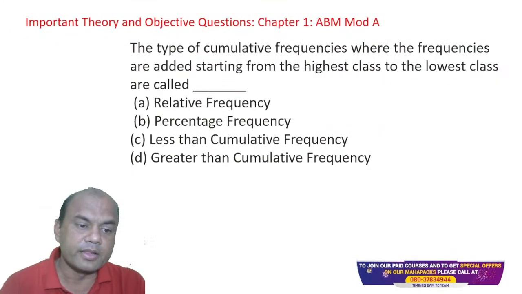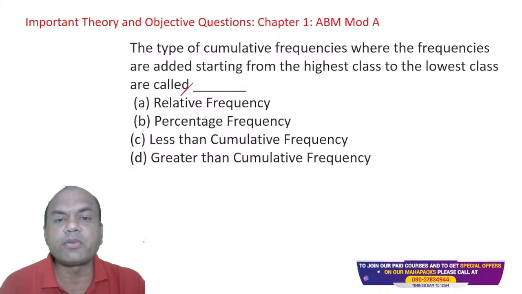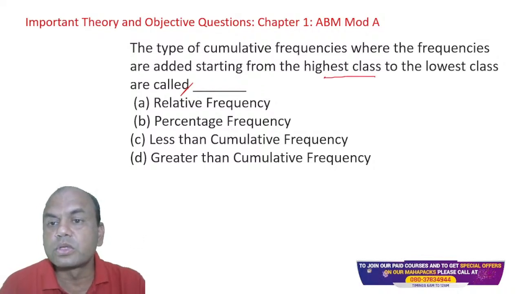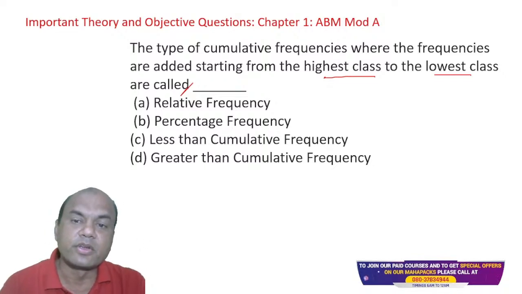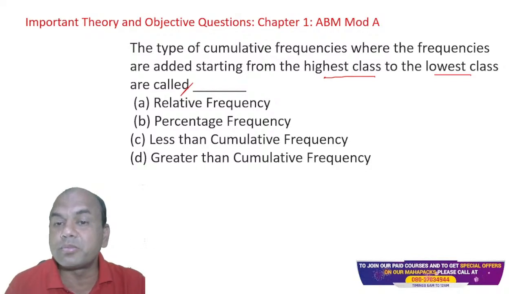Let's start with the first objective question. The type of cumulative frequency where the frequencies are added starting from the highest class to the lowest class are called as. Now look at this. Cumulative frequency starting from the highest to the lowest. Now what do you mean by this? Firstly, what is cumulative frequency? What is the meaning of this word cumulative?